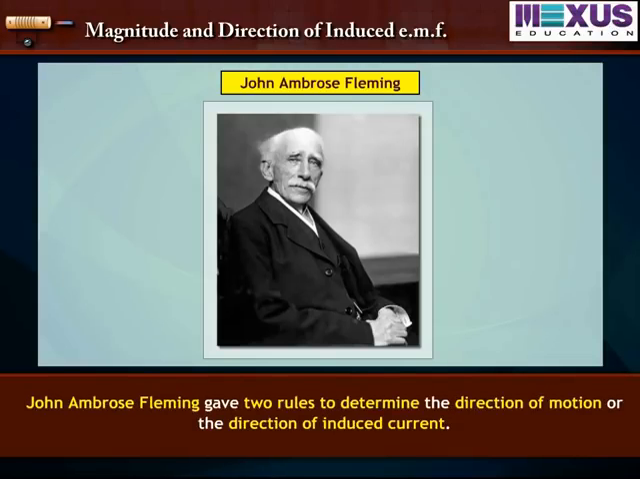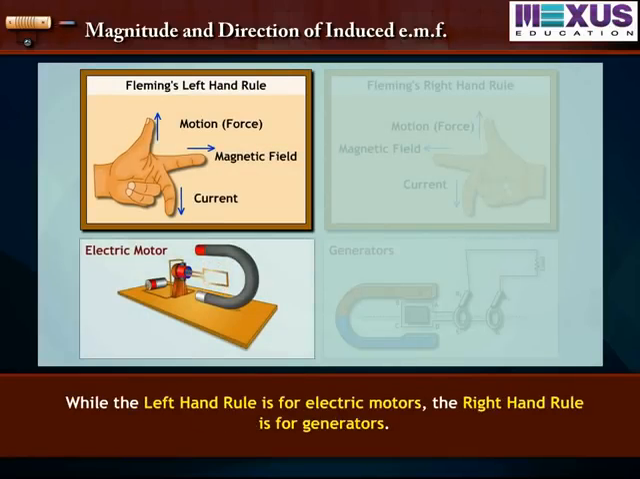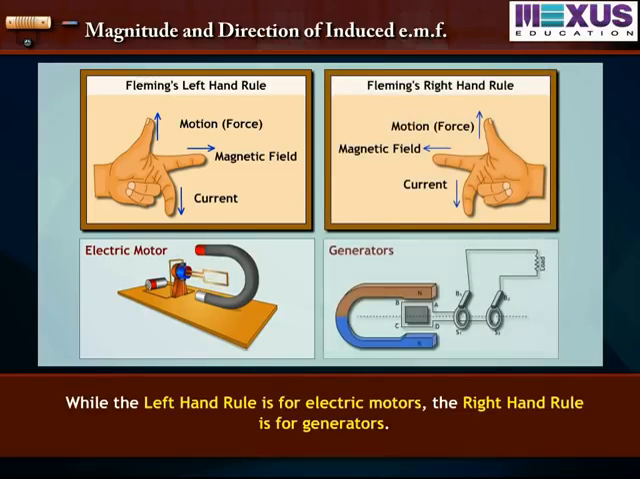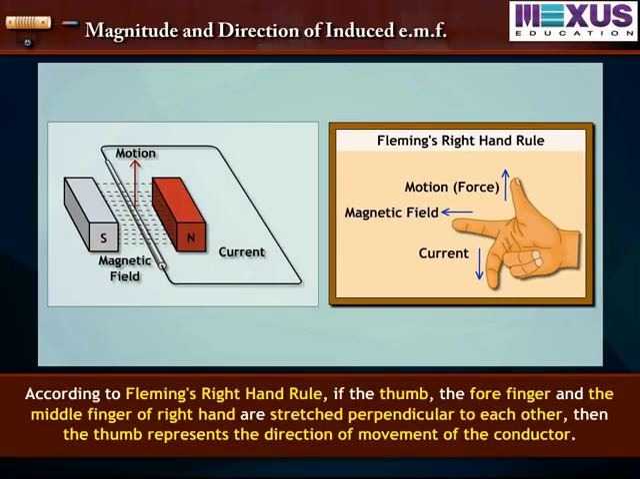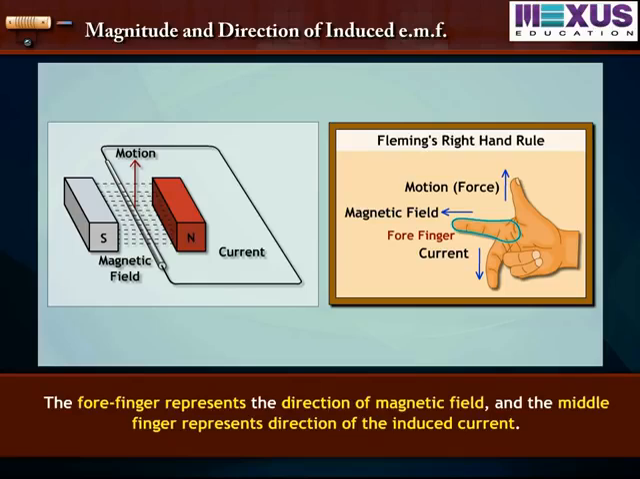John Ambrose Fleming gave two rules to determine the direction of motion or the direction of induced current. While the left-hand rule is for electric motors, the right-hand rule is for generators. According to Fleming's right-hand rule, the thumb, forefinger, and middle finger of the right hand are stretched perpendicular to each other. And if the thumb represents the direction of movement of the conductor, the forefinger represents the direction of the magnetic field, and the middle finger represents the direction of the induced current.